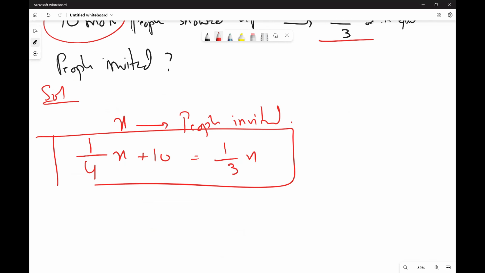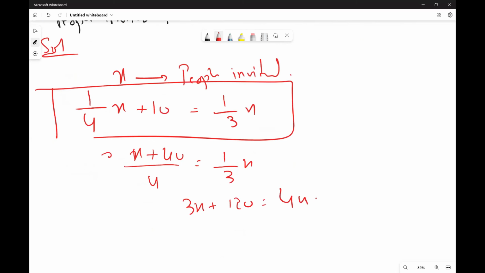So let's solve it now. 3 उधर चला गया, बल्कि अभी इसको नहीं रखते हैं, LCM ले लेते हैं. 4x plus 40 is equal to 1 by 3x. 3x plus 120 is equal to 4x. 120 is equal to x. So 120 people were invited at the party.